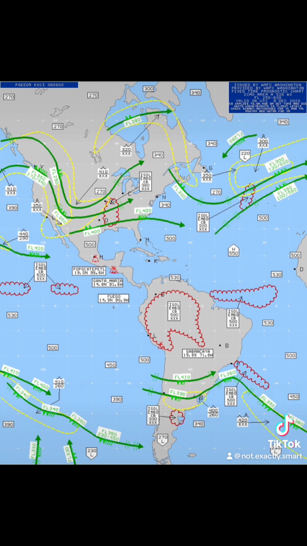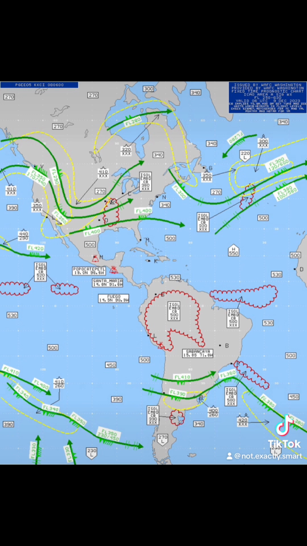The independent boxes with the numbers indicate the level of the tropopause. Normal, high, and low are listed. So in the mid-Atlantic, the tropopause is higher than normal at 55,000 feet. In the North Atlantic, the tropopause is lower than normal at 22,000 feet. And off the Gulf Coast in Florida, it's a normal tropopause, 50,000 feet.